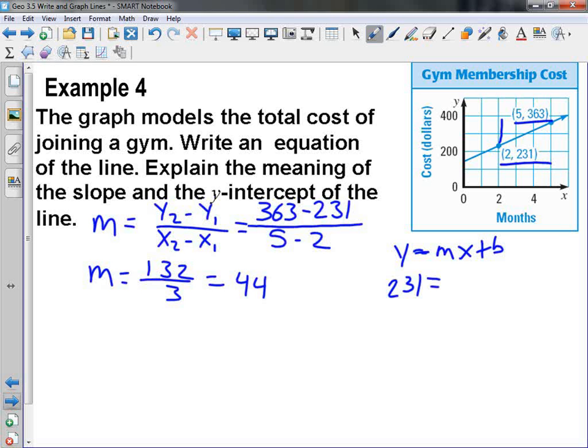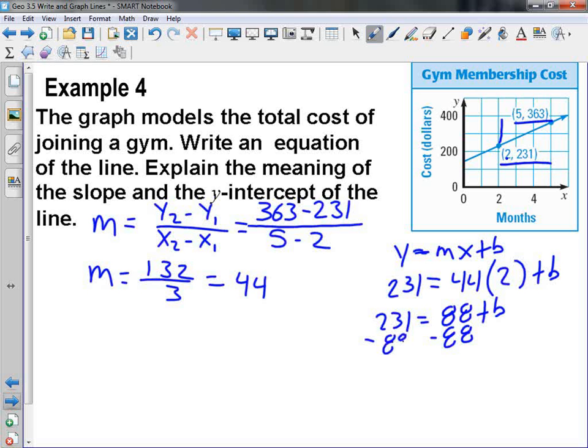Y is equal to my slope, which is 44, times my x value, which is 2, plus b. So I get 231 is equal to 88 plus b. Minus the 88, minus the 88. B is equal to, what's that got to be? That's good. So my b value is 143.